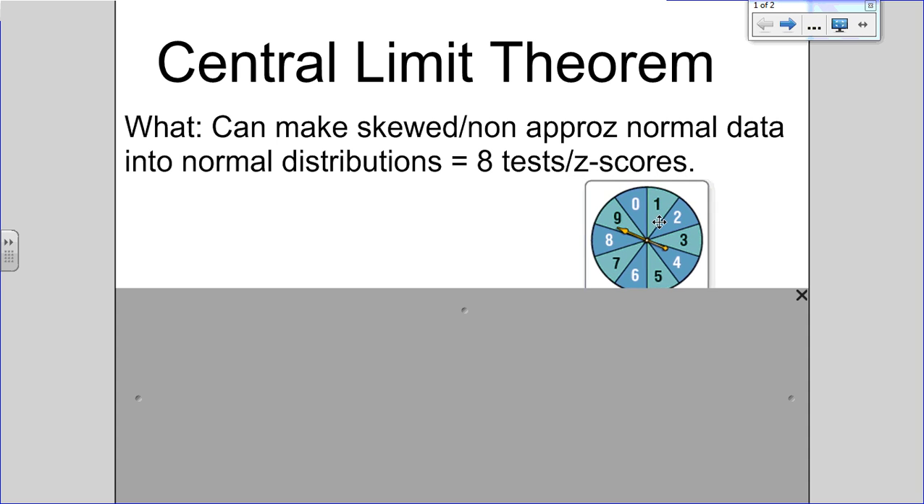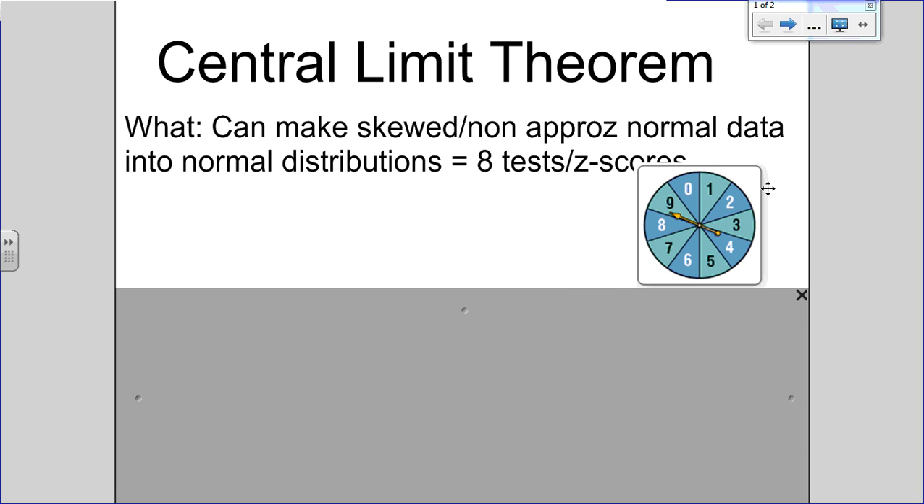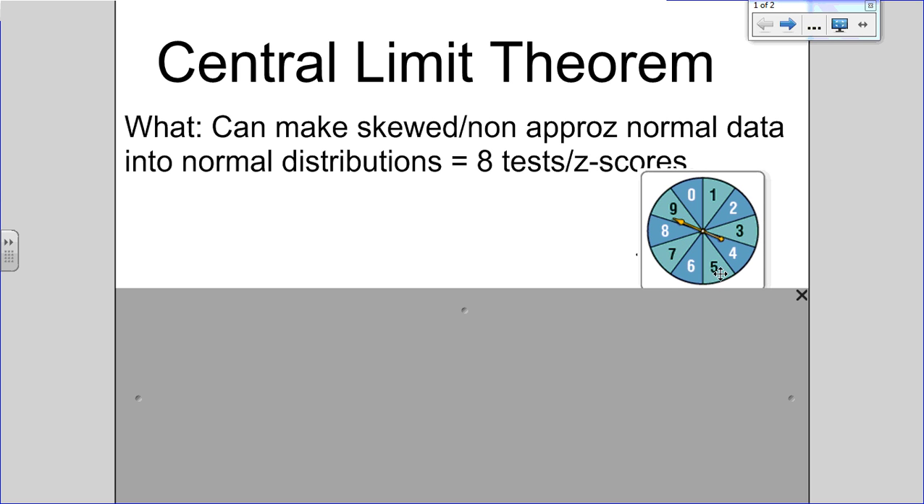So the scenario I'm going to use is the spinner from 0 to 9. And we're going to run a bunch of simulations to see what the data would look like and how we can use the central limit theorem to change our data and make some conclusions past that. So if you think about the probability of getting each of these, it's essentially 1 out of 10. There's 10 different numbers here. You can get any one equally likely.